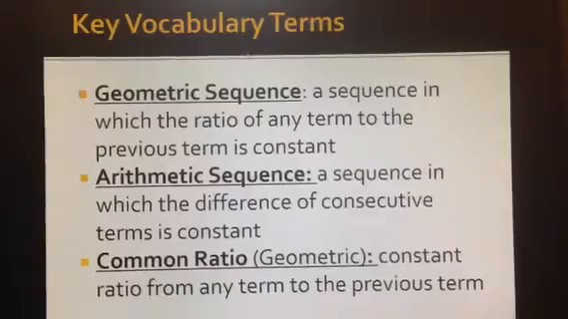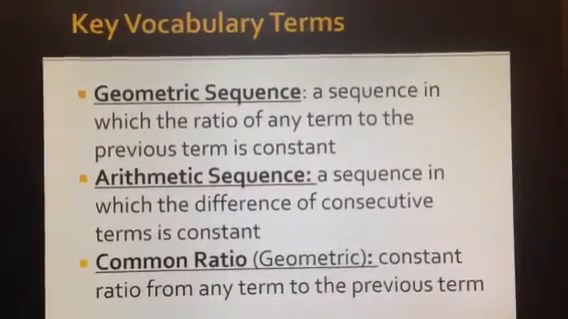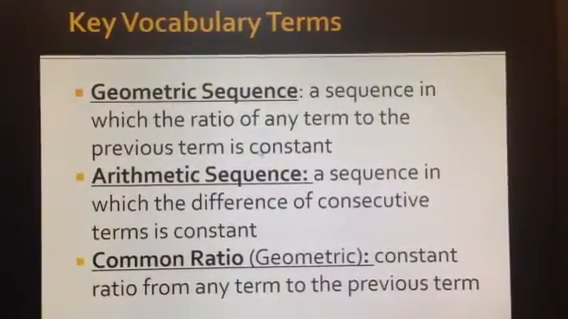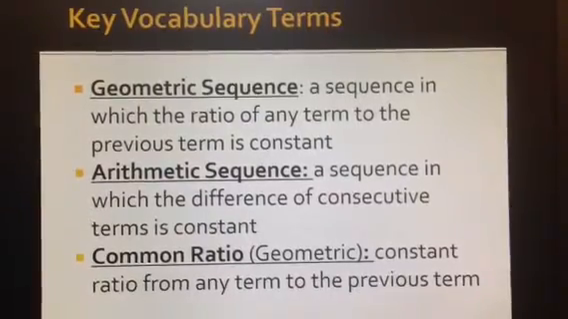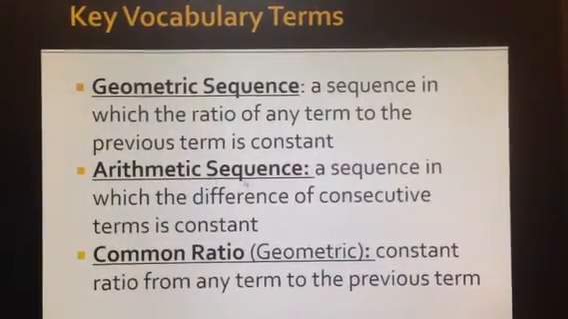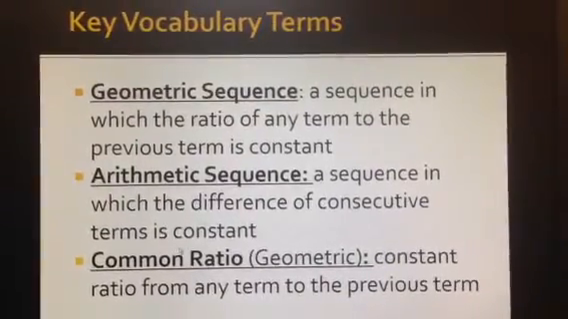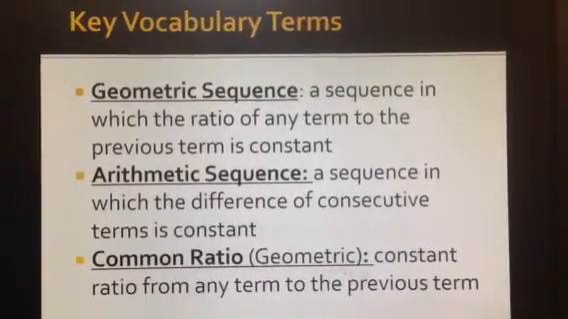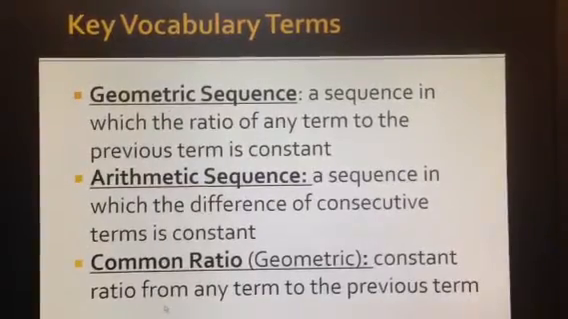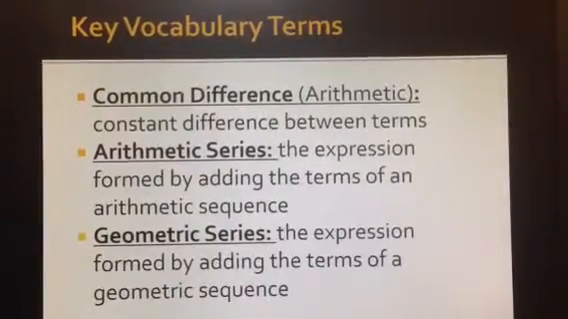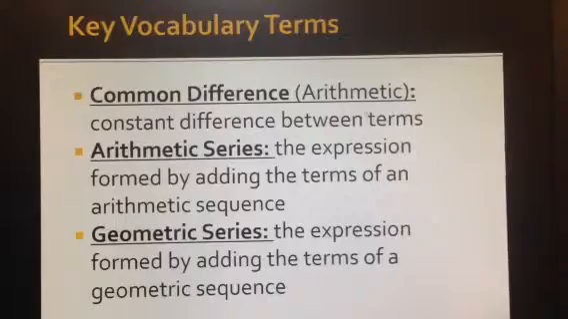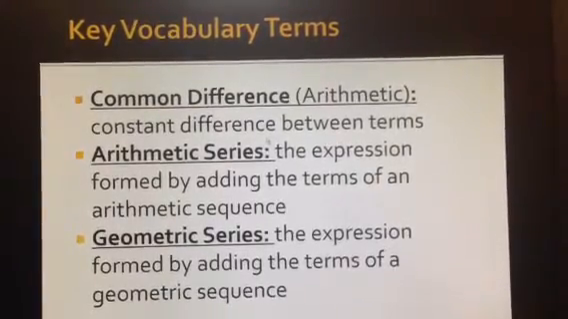Some key vocab terms you might need to know are: geometric sequence, a sequence in which the ratio of any term to the previous term is constant. Arithmetic sequence, a sequence in which the difference of consecutive terms is constant. A common ratio, which goes with geometric sequences, is a constant ratio from any term to the previous term. Common difference, which goes with arithmetic sequences, is the constant difference between terms.